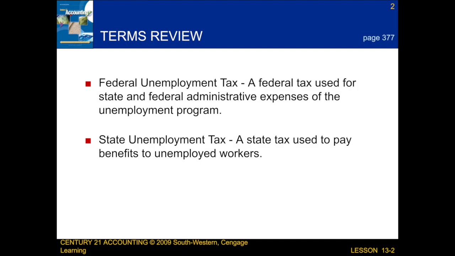Alright, so there are a couple of key terms that I'd like to go over before we start the accounting part of this lesson. A federal unemployment tax is a federal tax used for state and federal administrative expenses of the unemployment program. And a state unemployment tax is a state tax used to pay benefits to unemployed workers.